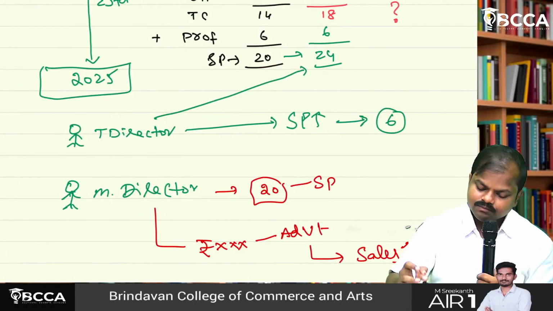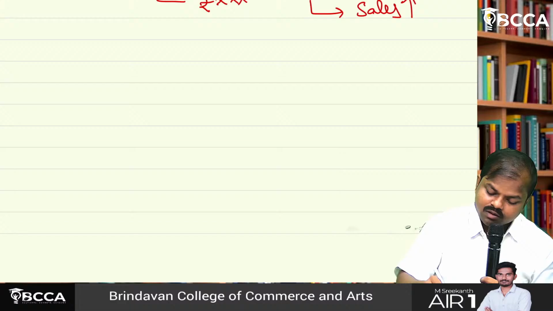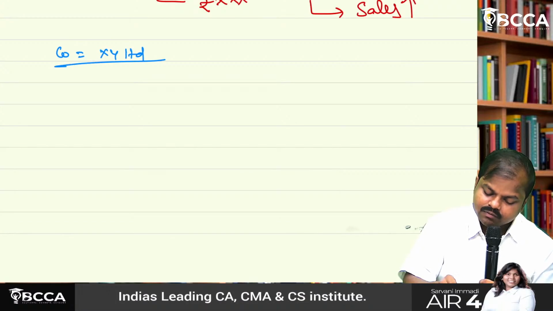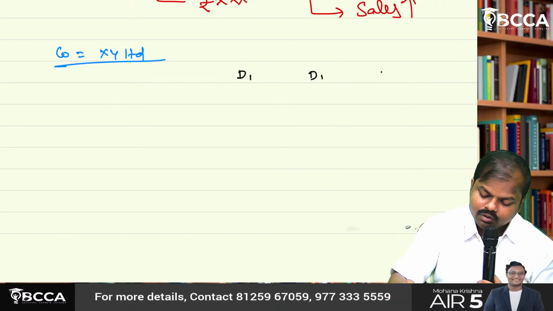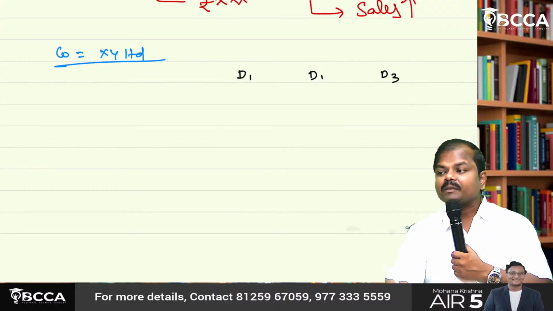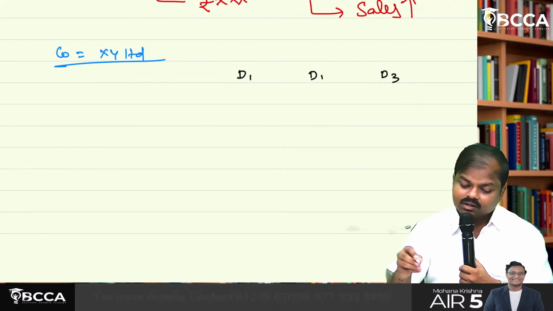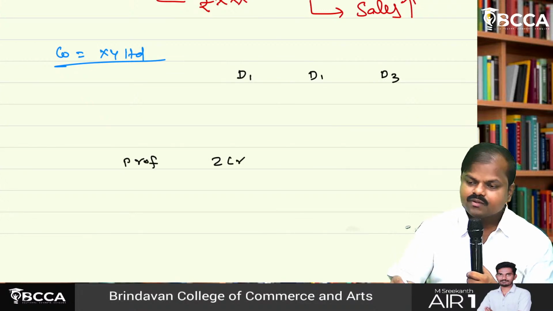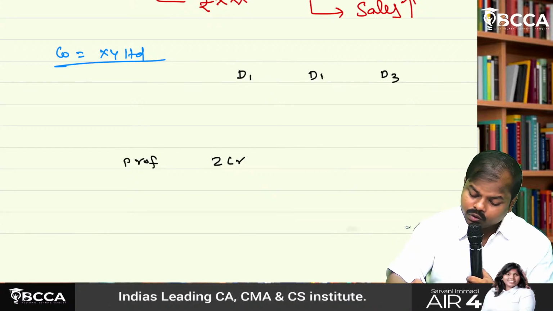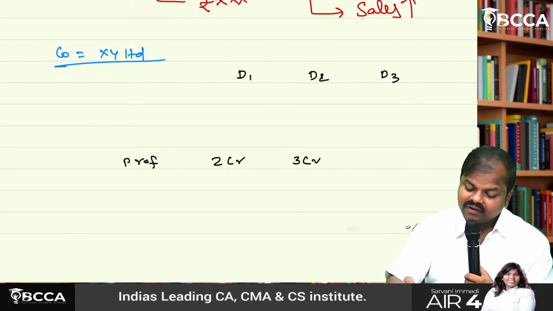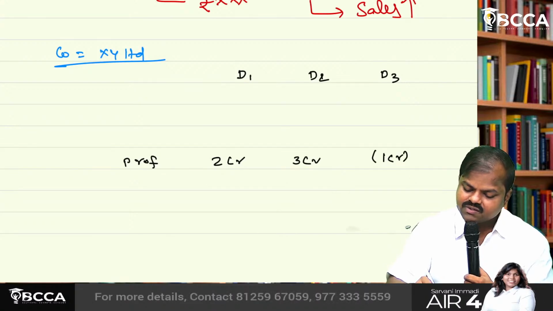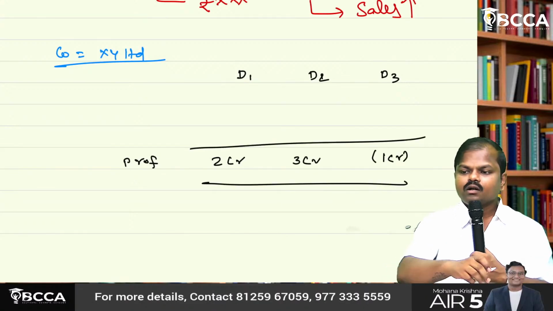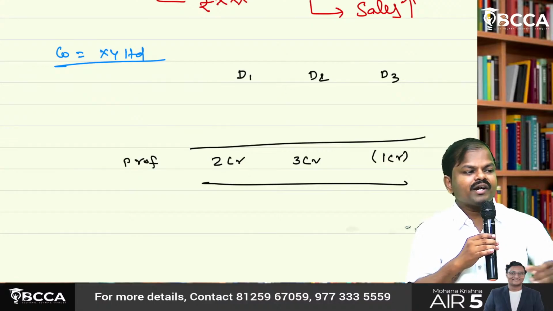For example, company name XY Limited. Division 1, Division 2, Division 3. Division 1 got a profit of 2 crores. Division 2 got 3 crore profit. Division 3 got 1 crore loss. Now management is considering shutting down Division 3.